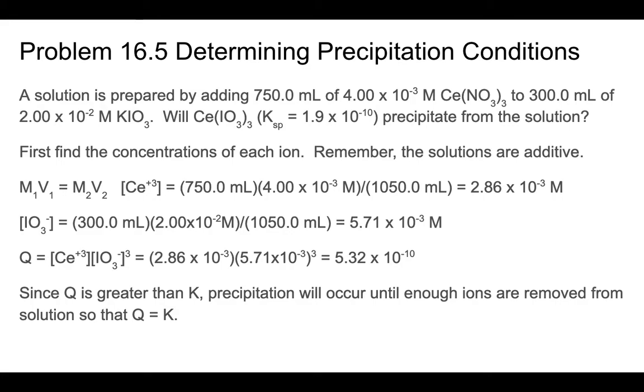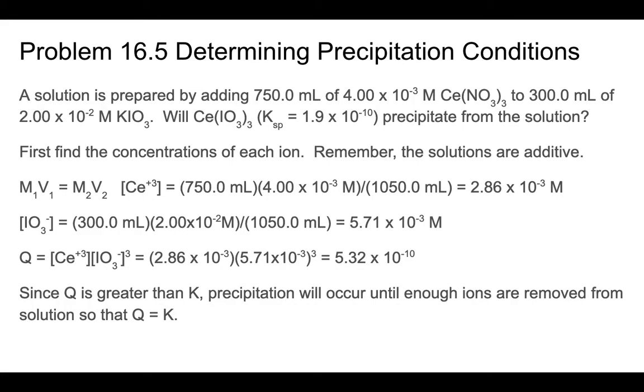Now I can plug them in and find the reaction quotient. So it's the cerium times the iodate cubed, because when cerium iodate dissolves, you get 3 iodates and 1 cerium. So when that's calculated, you get 5.3 times 10 minus 10. Now 5.32 times 10 minus 10 is bigger than 1.9 times 10 minus 10. So that means you have more ions than you're allowed to have in an equilibrium mixture.